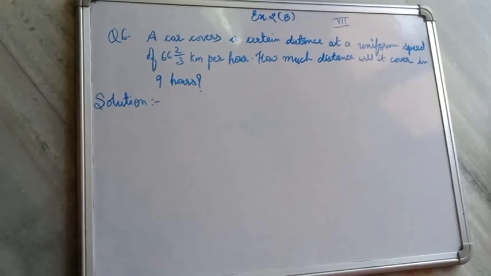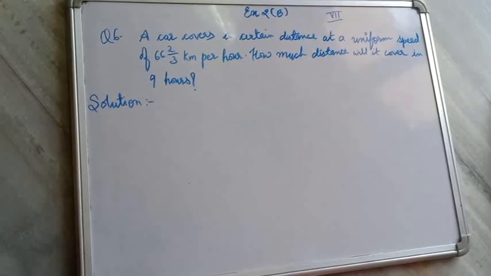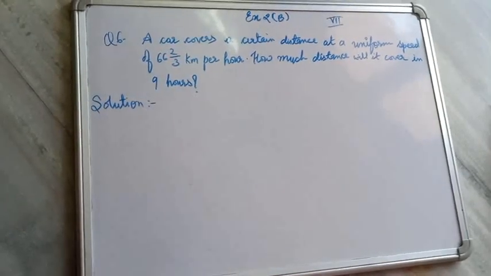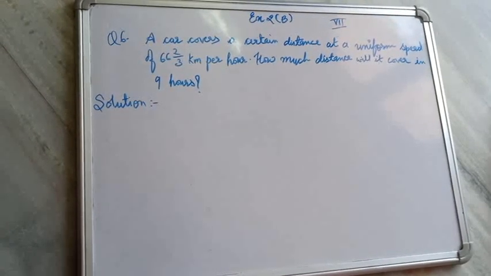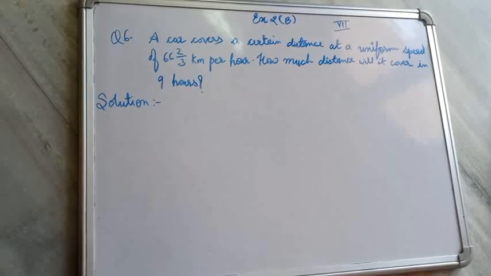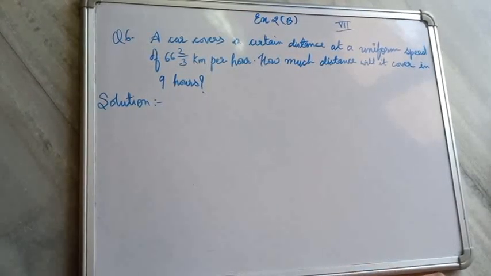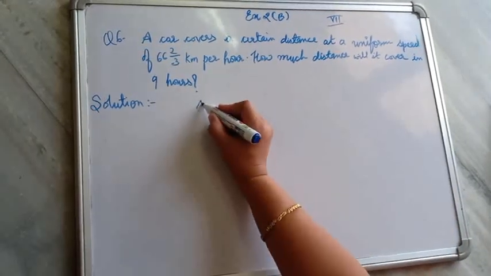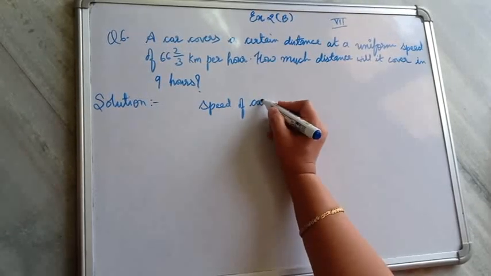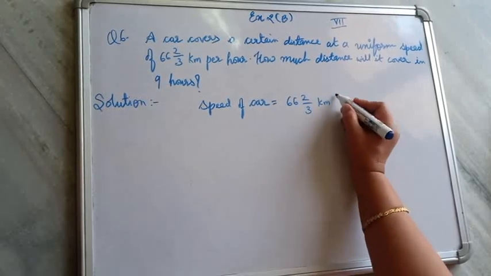Now question number 6 is, a car covers a certain distance at a uniform speed of 66 2 by 3 km per hour. How much distance will it cover in 9 hours? So uniform speed, that is speed of the car is 66 2 by 3 kilometers per hour.